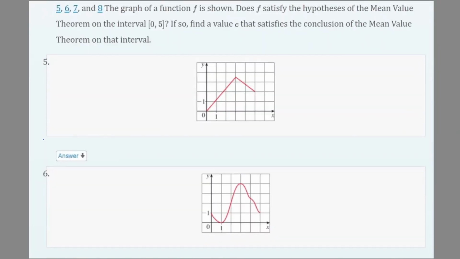So I want you guys to try number 5 and 6. For number 5 and 6, all you need to do is confirm if it satisfies the mean value theorem, and then find the c values that satisfy what you got by plugging into the mean value theorem. So you can pause the video and try those out.